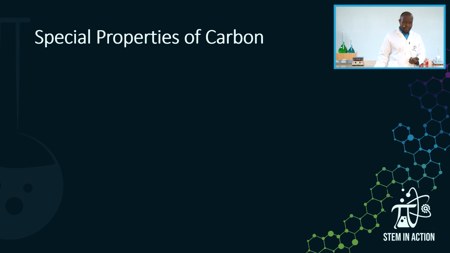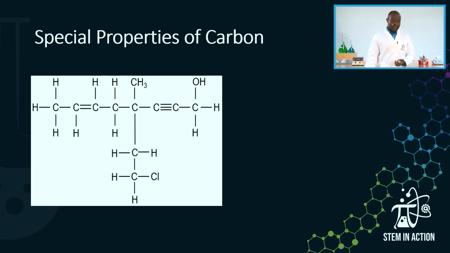And so what makes carbon a special element? If you look at this compound, it is a very complex compound. And for grade 12, you don't necessarily need to know such a complex compound. You only need to know compounds that have a parent chain of 8 carbons. So this one, you realize that it is more than that. But it highlights the 4 properties of carbon that make it a very special element.